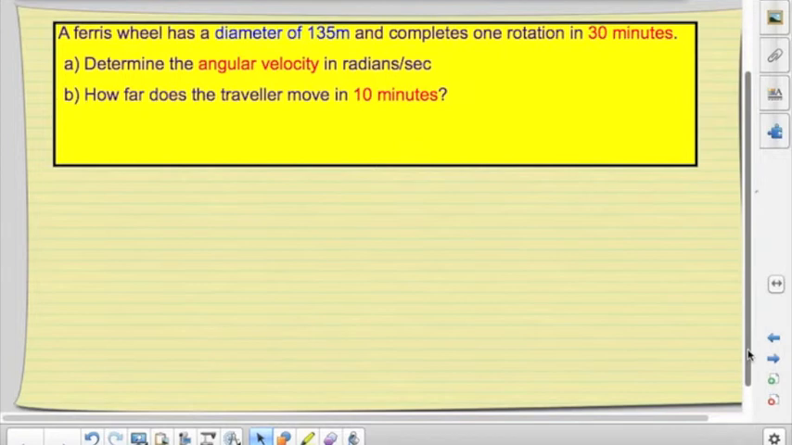And after, we have to figure out how far. Now, far is the key word here, because it means that we're trying to calculate distance. How far does the traveler move in 10 minutes?